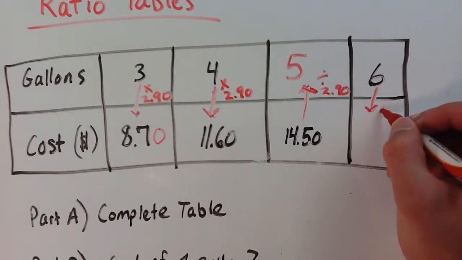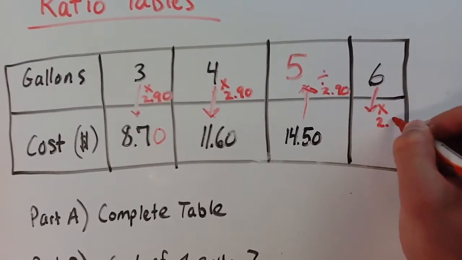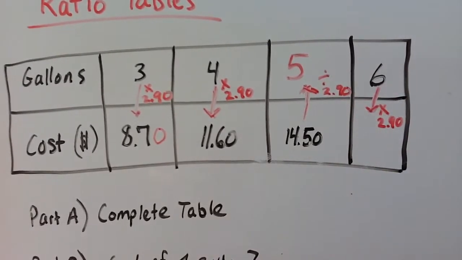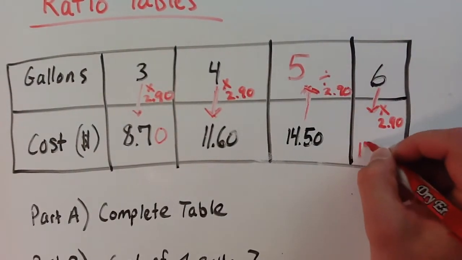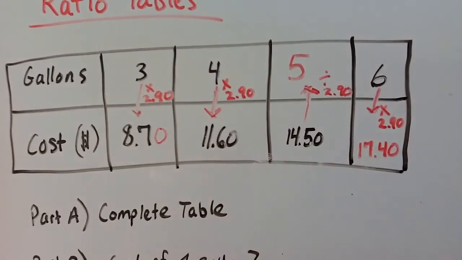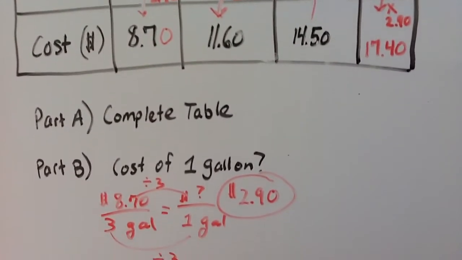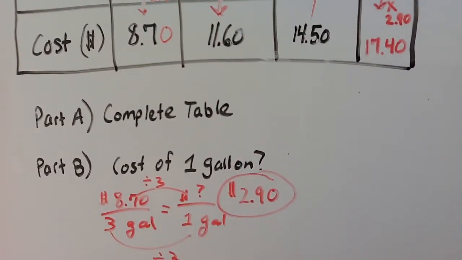Finally, if you have 6 gallons, this would cost how much? You take 6 gallons, you multiply it by the cost per gallon, which is $2.90, and 6 times $2.90 would be $17.40. So now we have completed part A, we filled in the table. We completed part B, we found the cost of 1 gallon is $2.90.